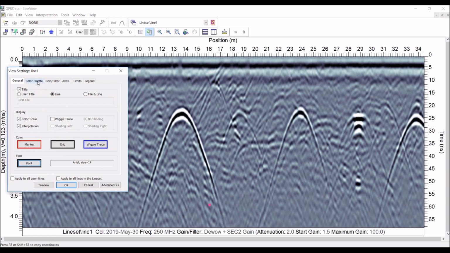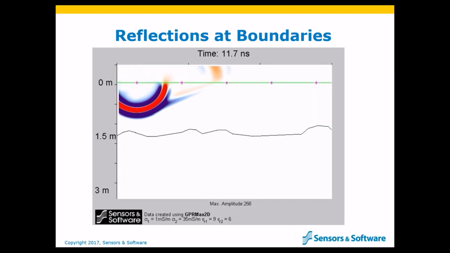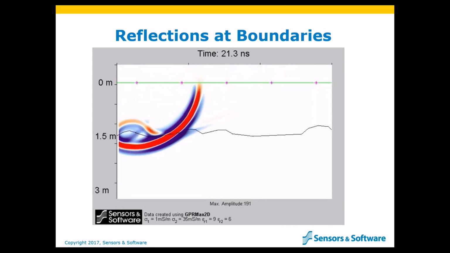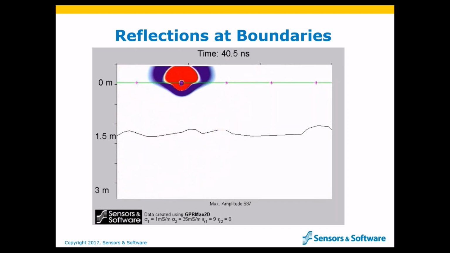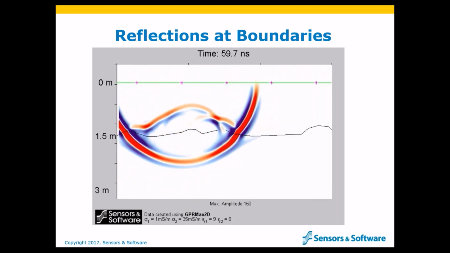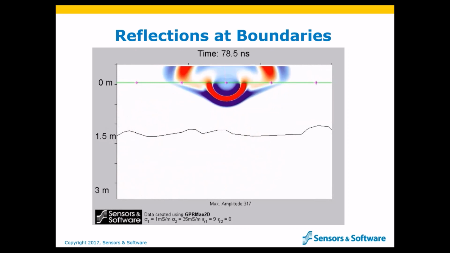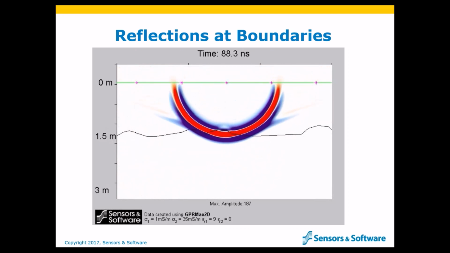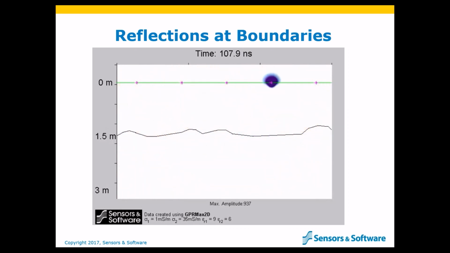The next tab is called Color Palette, and it's used to change the colors of the GPR data. Remember that GPR signals travel as a wave into the subsurface, just like throwing a rock into a pond and watching the ripples travel across the pond. Waves have troughs and peaks. The troughs are negative signals and the peaks are positive signals. In this example, the strong positive signals are plotted in red, and the strong negative signals are plotted in blue, and the weak signals around 0 are plotted in white.